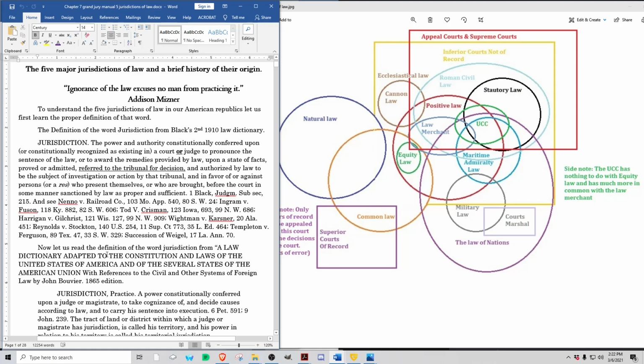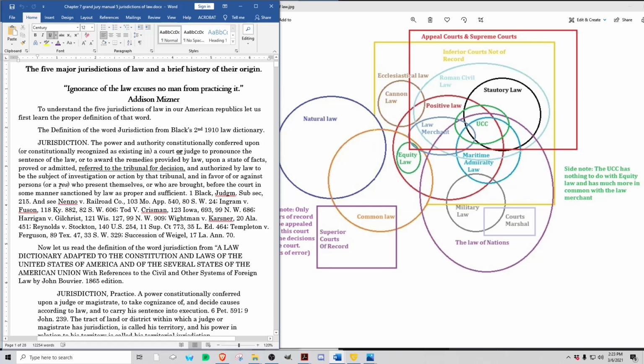Jurisdiction: the power and authority constitutionally conferred upon or constitutionally recognized as existing in a court or judge. So is the judge the court? Nope. So can there be a court without a judge? Yep. To pronounce the sentence of law or to award the remedies provided by law upon a state of facts, proved or admitted, right? So you admit facts onto the record, referred to the tribunal for decision, and authorized by law to be the subject of the investigation or action of that tribunal, and in favor of or against persons or a res, meaning like a thing.